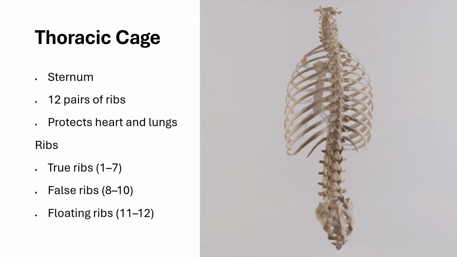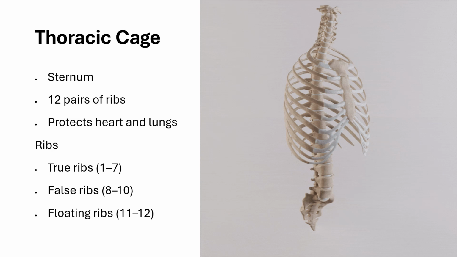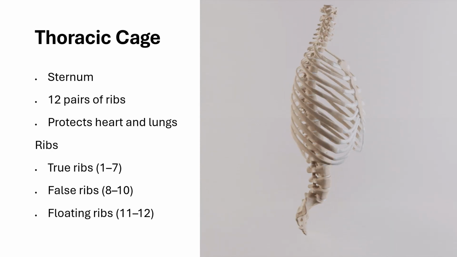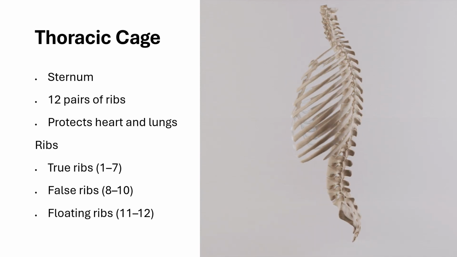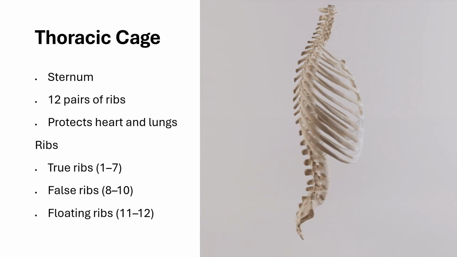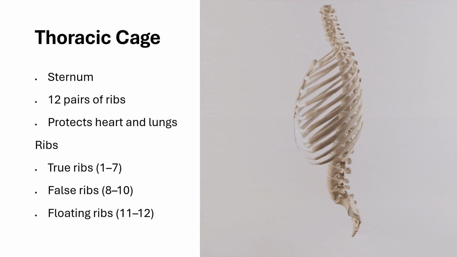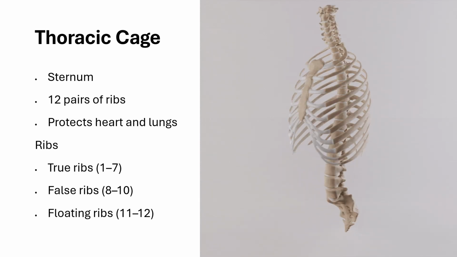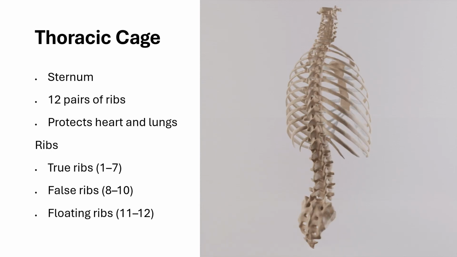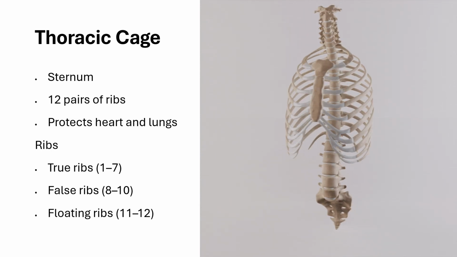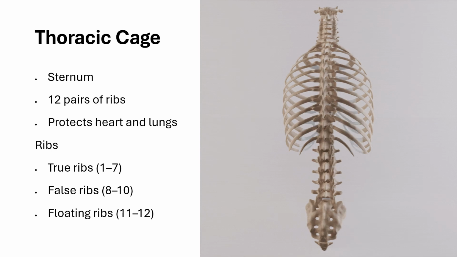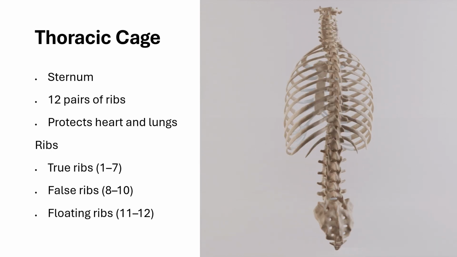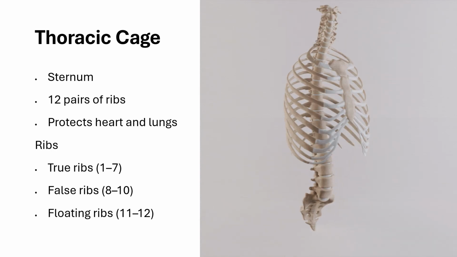The thoracic cage surrounds and protects the heart and lungs. It consists of the sternum and 12 pairs of ribs. The first 7 pairs are called true ribs because they attach directly to the sternum. Ribs 8 through 10 are false ribs because they attach indirectly. The final 2 pairs are floating ribs that do not attach to the sternum. Besides protection, the rib cage expands during breathing.